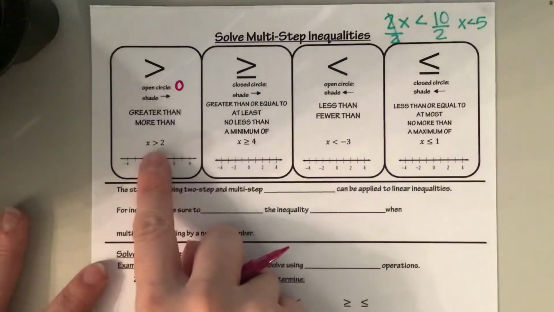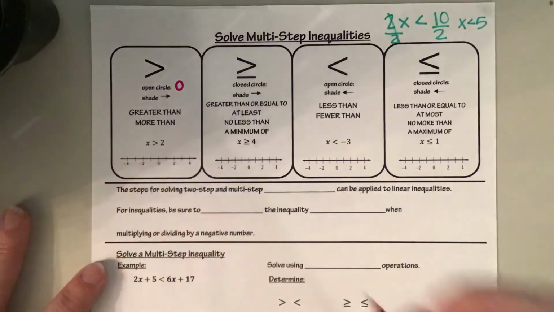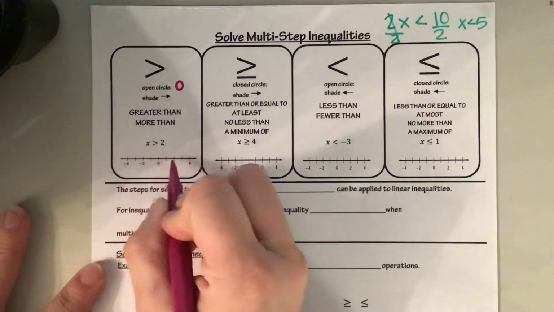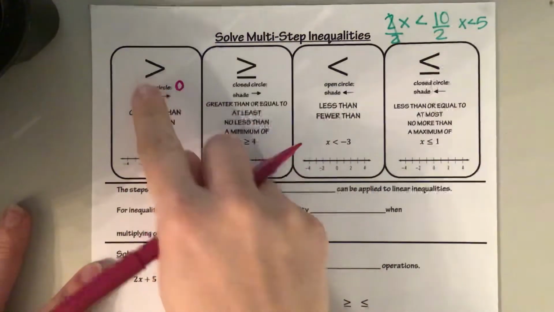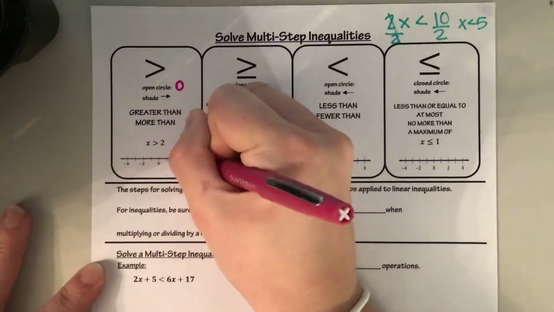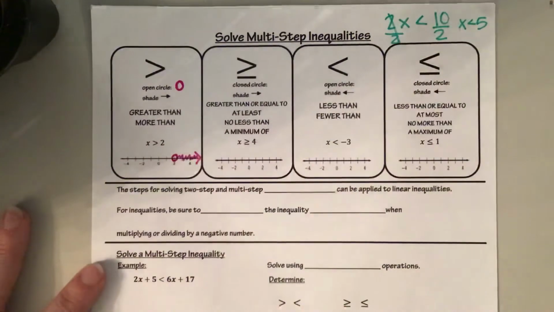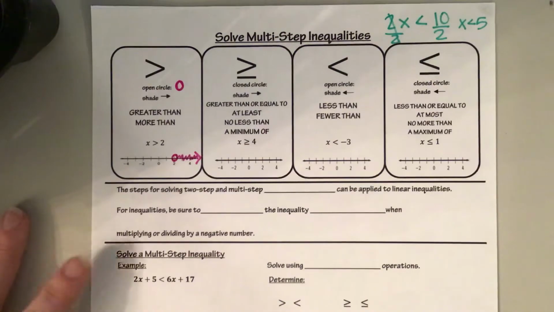So let's look at this answer. X is greater than 2. So you would go to 2 on your number line, you would make a circle. Because it is greater than, you leave the circle open, and then you would shade everything to the right, because that is telling you that x is greater than 2. X can be anything bigger than 2. It can't be 2, it's anything bigger than 2.